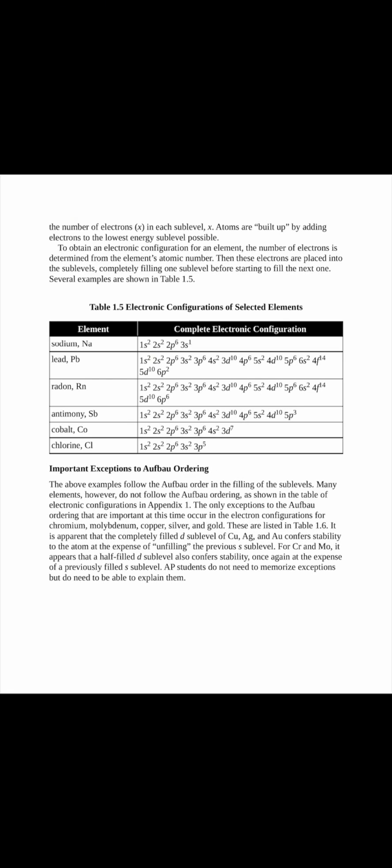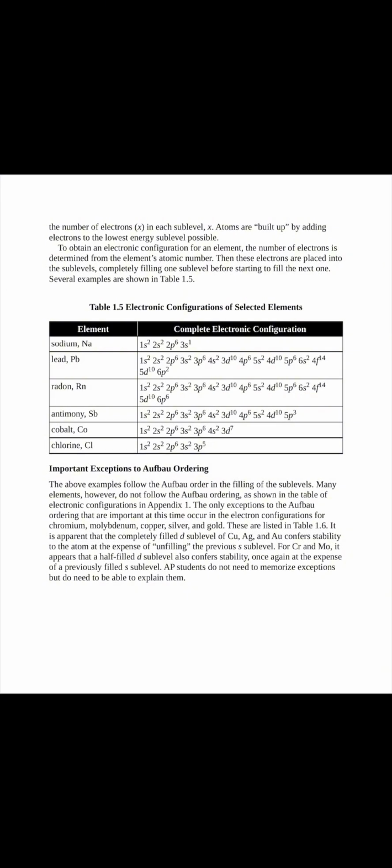Important exceptions to Aufbau ordering. The above examples follow the Aufbau order in the filling of the sublevels. Many elements, however, do not follow the Aufbau ordering, as shown in the table of electronic configurations in Appendix 1. The only exceptions to the Aufbau ordering that are important at this time occur in the electron configurations for chromium, molybdenum, copper, silver, and gold. These are listed in Table 1.6.